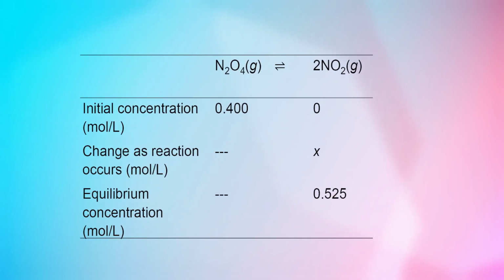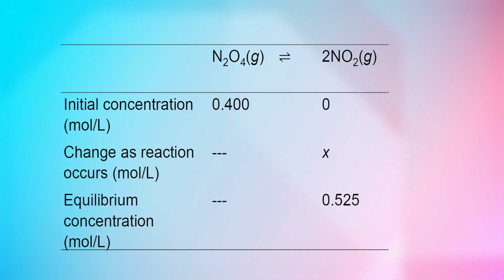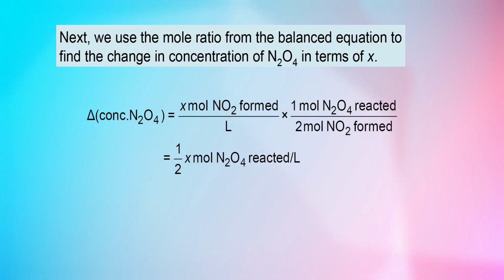See, the initial concentration of NO2 will also be 0, that is also known. Now, the change in the concentration of N2O4 is not known, and the equilibrium concentration of N2O4 is not known. So, how do you do that? We see what will be the change in the concentration of N2O4.